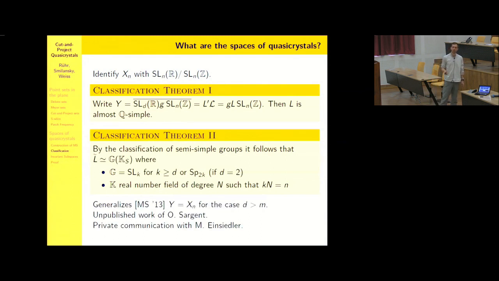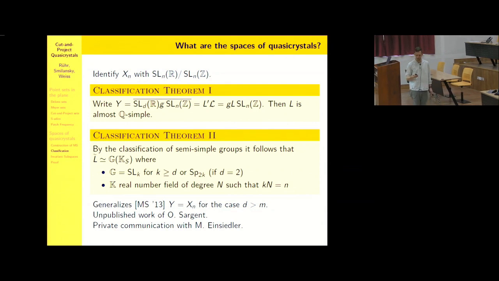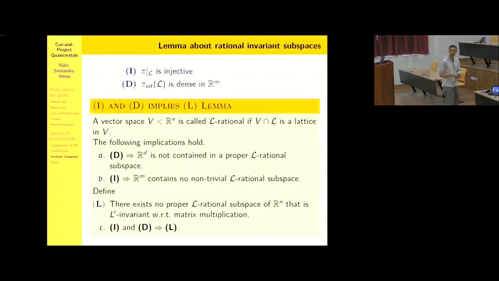Okay, so if the dimension of the physical space is bigger than the dimension of the internal space, so d is strictly bigger than m, then already Marklof and Strömbergsson knew that the thing you get has to be the whole group. And there's some unpublished work of Oliver and Sargent, who I guess was also aware of this theorem. And for us, it was still kind of helpful to have some conversation with Manfred two years ago.